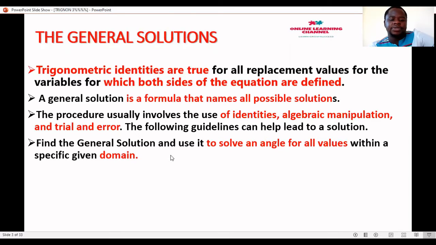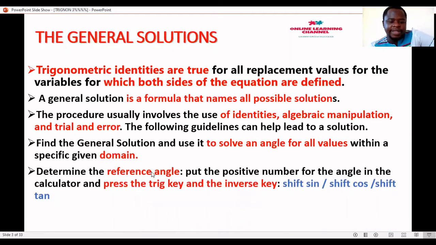Find the general solution and use it to solve an angle for all values within the specific given domain. Determine the reference angle. This is important. Put the positive number for the angle in the calculator. Press the trig key and the inverse key, shift sine or shift cos or shift tan.